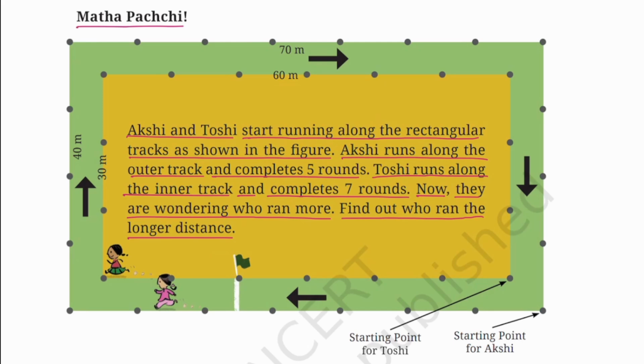You can see 2 paths, that is inner track and outer track. Inner track has dimensions 60 into 30. Outer track has dimensions 70 into 40.